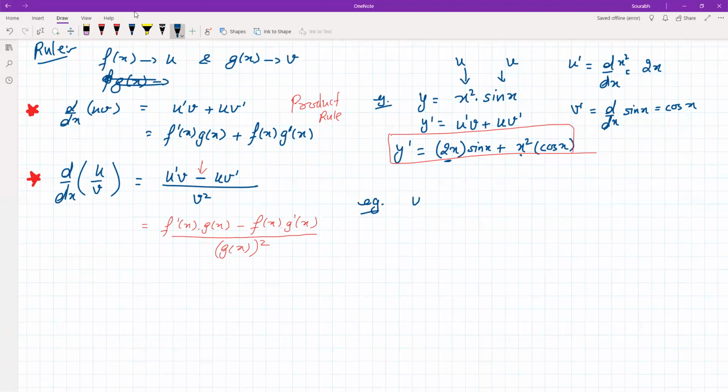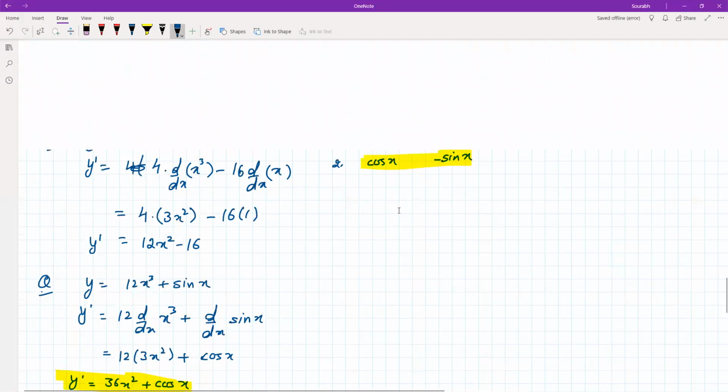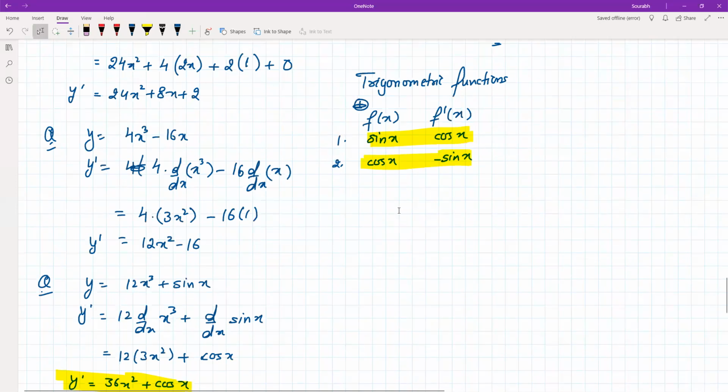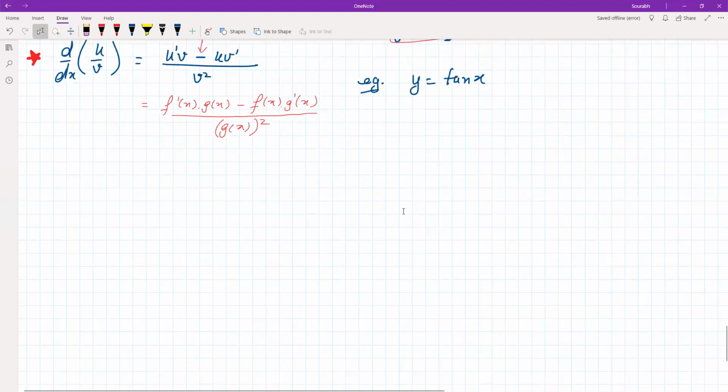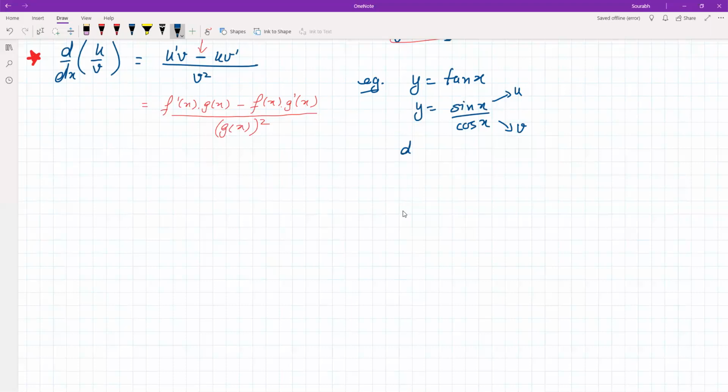The example is very important. We have y is equals to tan x. It is not directly written in u by v form, and it is not a function whose formula we have found here. We have seen only sin x and cos x. So right till now, we don't have a formula for y is equals to tan x. But based on whatever we have studied, we know that this function y can be represented as sin x divided by cos x. Now this is in the form of u by v. And in that case, what will be dy by dx?